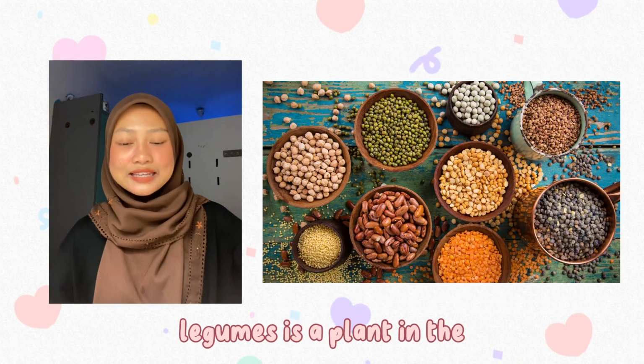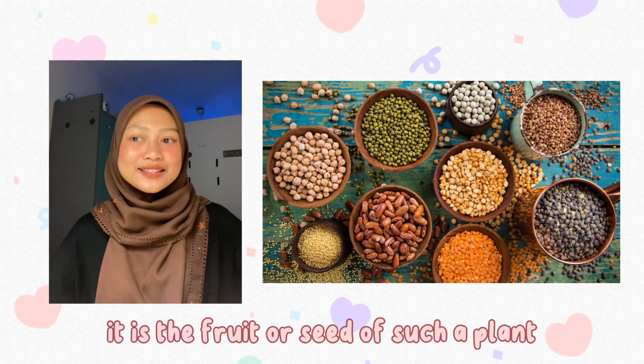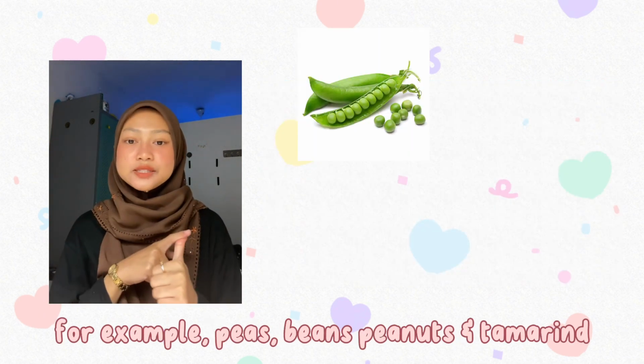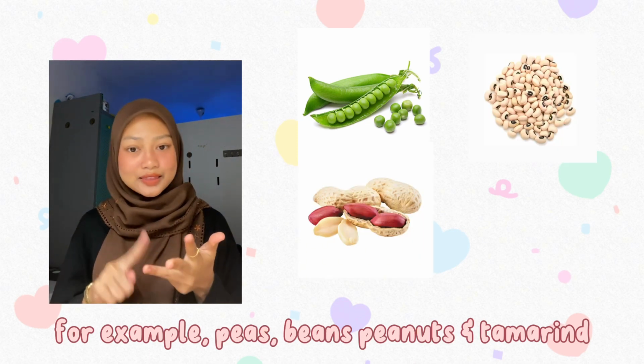Legume is a plant in the family of Fabaceae. It is the fruit or seed of such a plant. For example, peas, beans, peanuts, and tamarind.